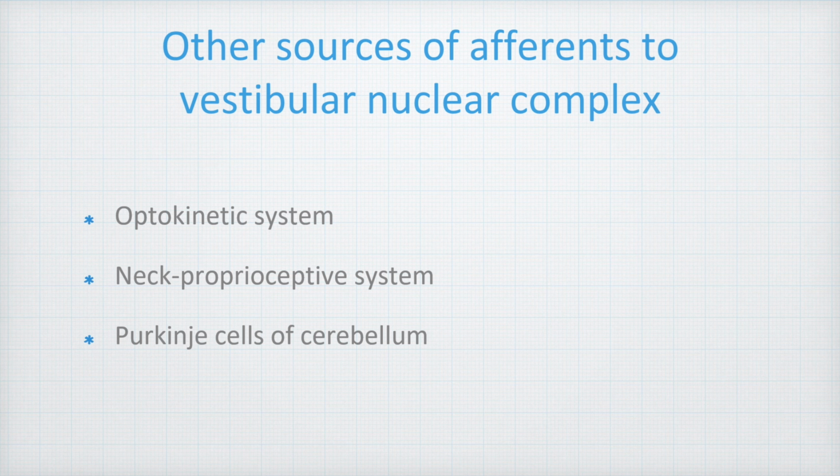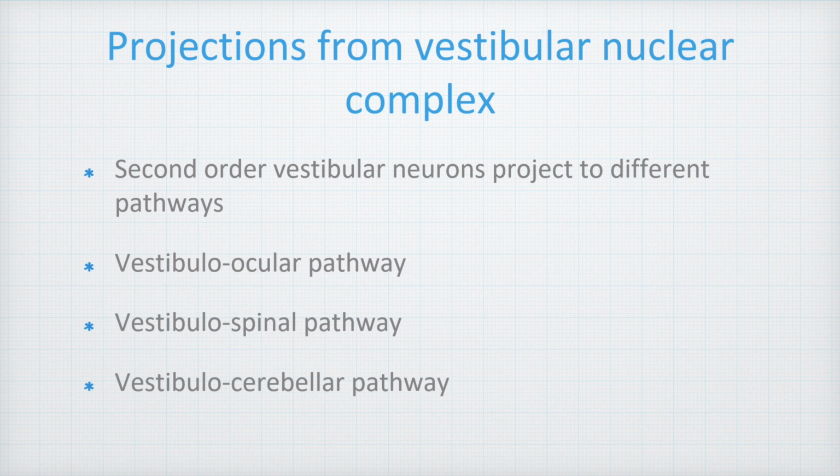Now, the vestibular nuclear complex is getting afferents, it is getting inputs. The vestibular nuclear complex also sends projections elsewhere. So there are second order vestibular neurons which project to different pathways. What are these different pathways? There is the vestibulo-ocular pathway, there is the vestibulo-cerebellar pathway, and the vestibulo-spinal pathway. So we will talk briefly about each of these pathways. This is what the vestibular nuclei does in order to maintain balance. It maintains balance through these three important pathways.